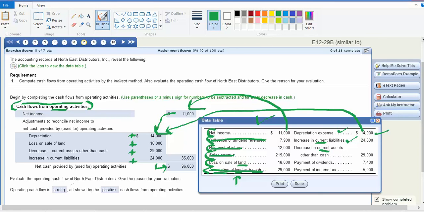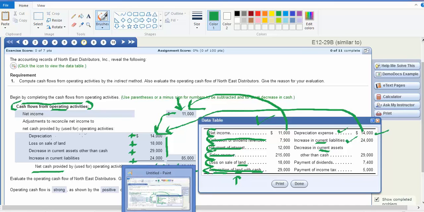It says here about evaluating the cash flow. Well, operating cash flow is strong, as shown by the positive cash flow. You can see that the net cash has climbed quite a bit from 11,000. You started with net income of 11,000, but the amount of cash that actually went up is quite a bit more. So if you looked at just this number, and did not do the full analysis, you'd say, wow, they don't have that much cash. Well, net income's not tied to cash. GAAP separates net income from cash. So when you go through this analysis, then you see how much true cash they actually have.